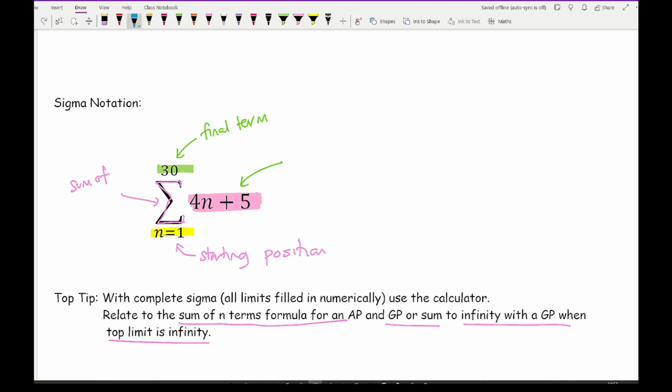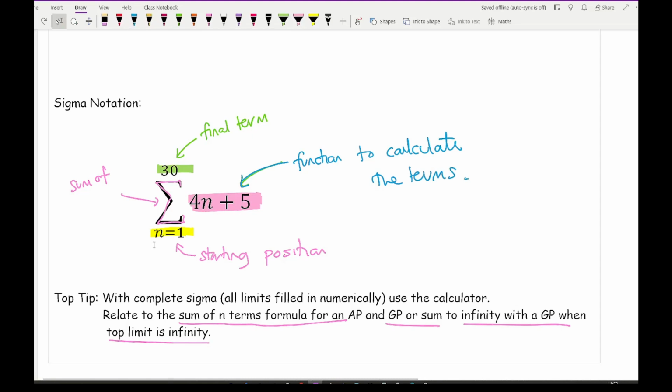Let me use a different color. So this here is the function to calculate the terms. And again, if you've got the Casio FX991EX calculator, you can just simply substitute the values in and it will give you the answer. And mark schemes now are going to be awarding fewer marks because of this feature on your calculator.